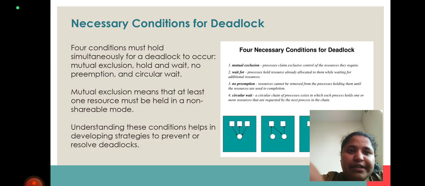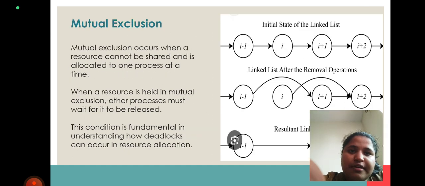Necessary conditions for deadlock. Four conditions must hold simultaneously for deadlock to occur: mutual exclusion, hold and wait, no preemption, and circular wait. Mutual exclusion means that at least one resource must be held in non-shareable mode. Understanding these conditions helps in developing strategies to prevent and resolve deadlocks.